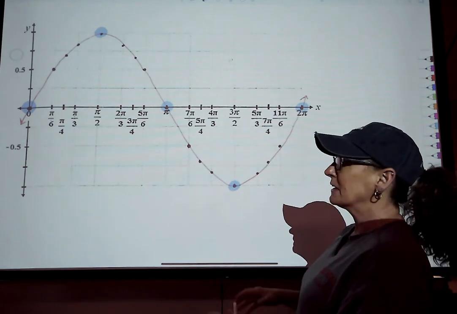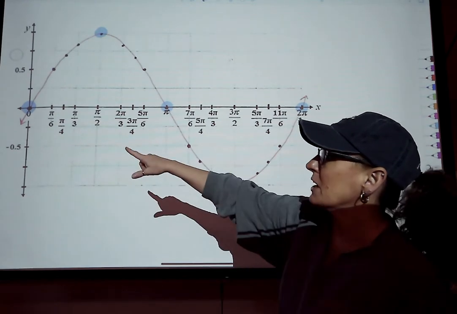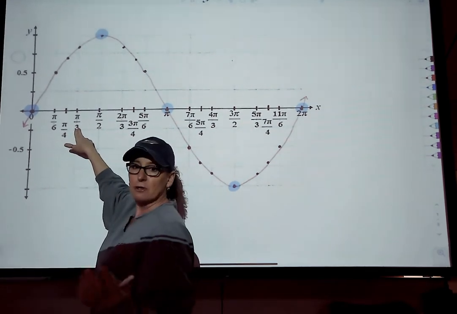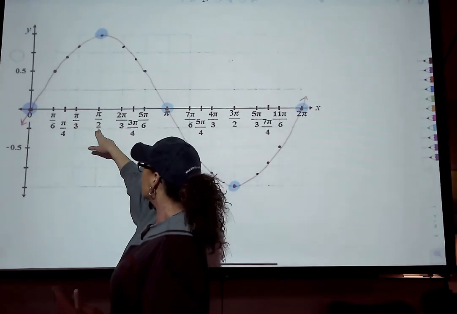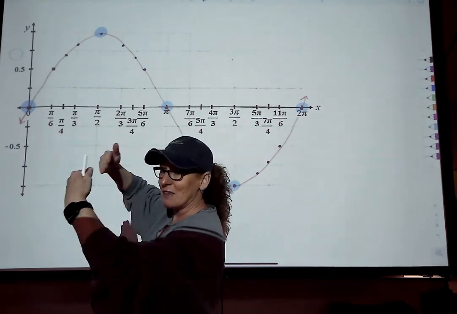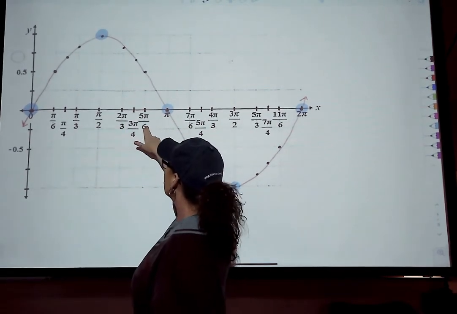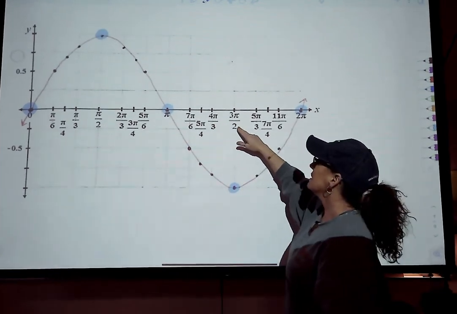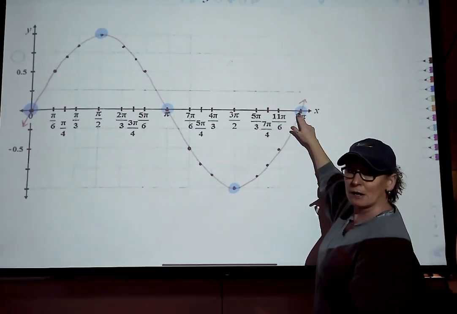If we kept our angles going, you can see that we've got pi over 6, pi over 4, pi over 3, those are all in the first quadrant, pi over 2. And then think about them going around that circle. These are all in the second quadrant. These are all in the third quadrant. Are you going around the circle with me? And then these are all in the fourth quadrant. And then we end up back where we started.